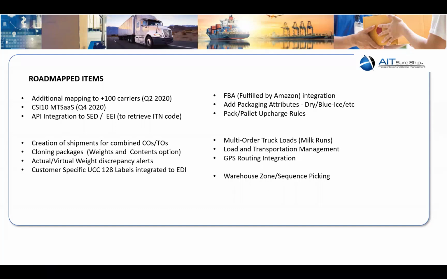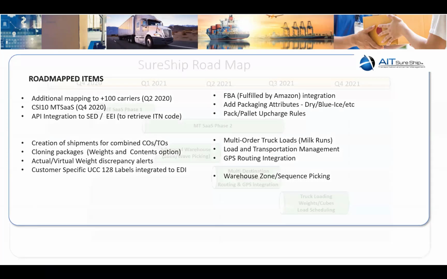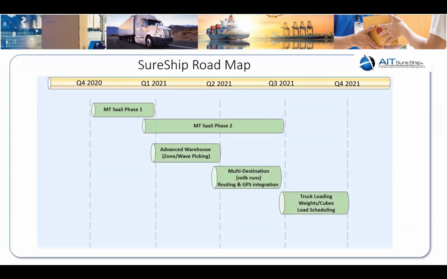just, on the picking side, doing some zone picking, some wave picking, and sequence picking. So this is kind of what we're looking at. This is Q4, and by the end of the year, we're looking at the first rollout for multi-tenant SaaS. The other pieces, phase 2, are going to come out there, and then, in terms of our multi-destination and truck loading weight cubes, we're looking out to the end of Q3.